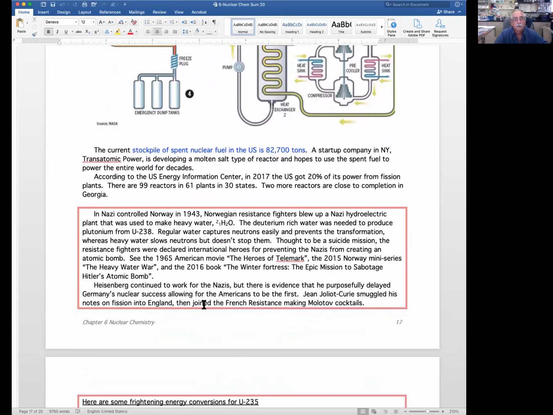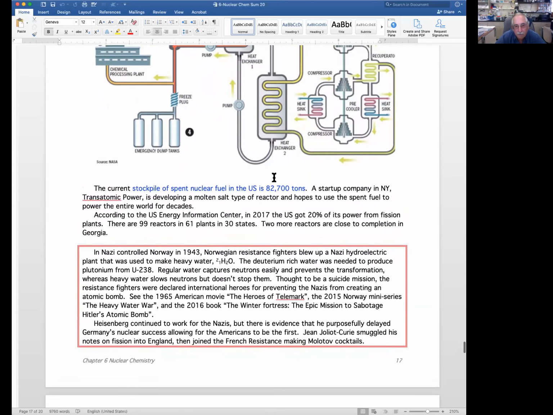So here's a few other things. The current stockpile of spent nuclear fuel is about 83,000 tons. So a company is trying to figure out a way to make a molten salt type reactor and use the spent fuel to power whole cities and maybe the rest of the world. What they're trying to do is figure out a way to take all of our spent nuclear waste from the old-fashioned nuclear reactors and use it in one of these newer, more high-tech types of nuclear power.